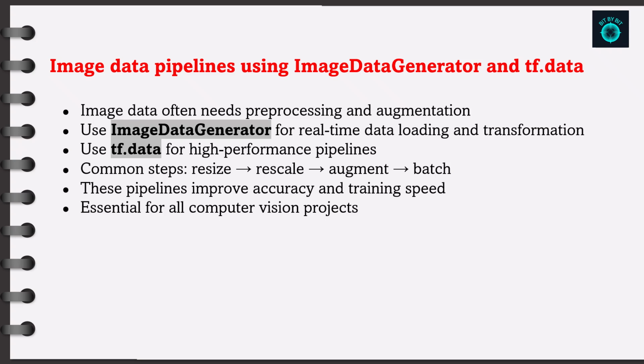On the other hand, tf.data gives you a high-performance and flexible way to build custom pipelines. It's ideal for large datasets or when you need more control, like caching, shuffling, and fast, parallel loading. Both approaches follow the same general steps. First, resize and rescale the images. Then, apply augmentations, batch the data, and feed it into your Keras model. Mastering data pipelines is a key professional skill. It helps you train faster and build more reliable computer vision systems.